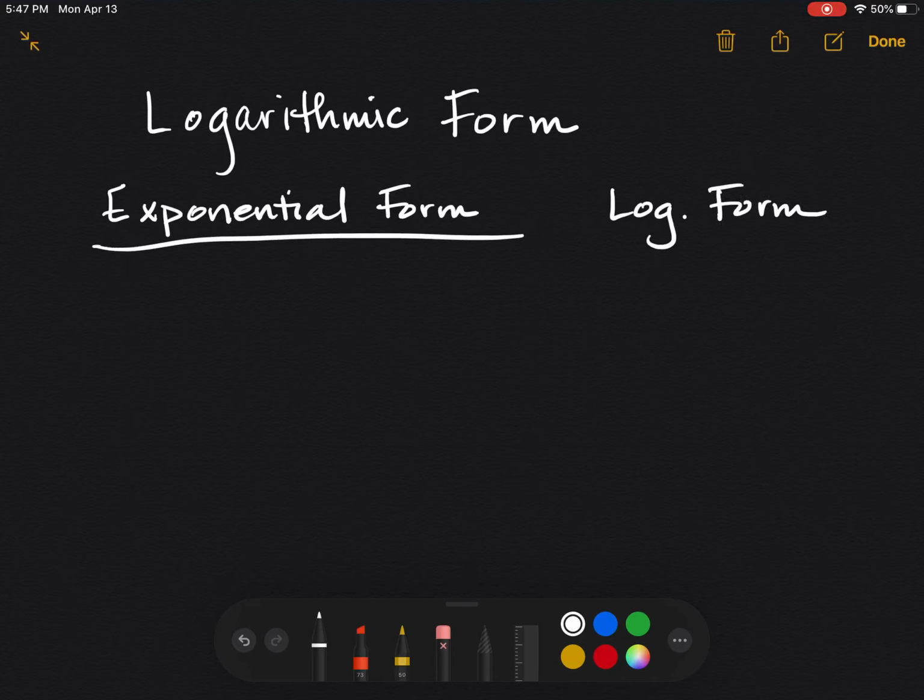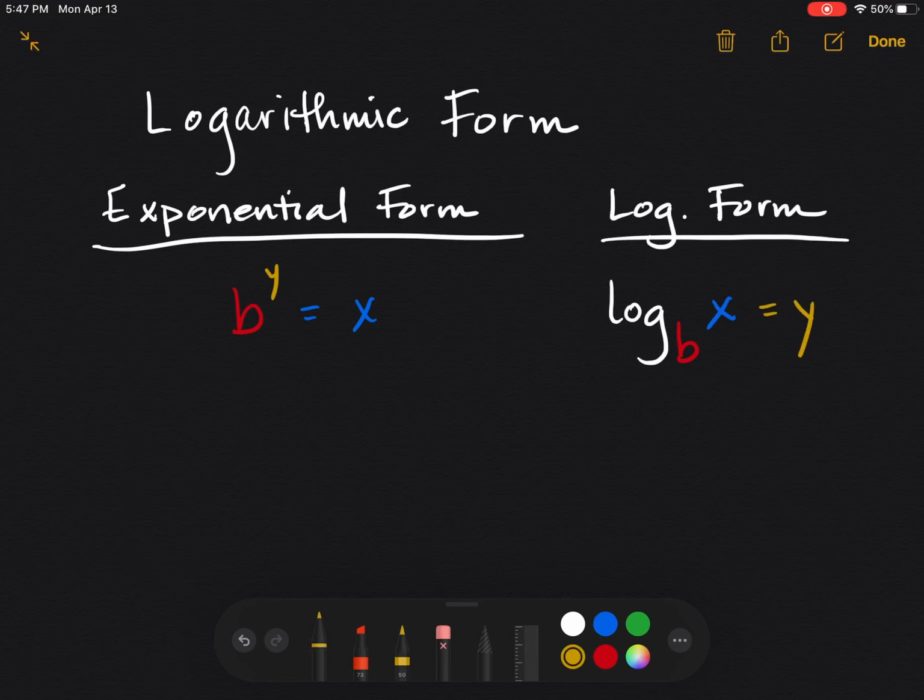Okay. You guys are very used to seeing exponential form where we have a base and we have an exponent and then we have the answer. Okay, b to the y equals x. So log form is simply being able to write that in a different way. We say the log of b, the b goes down here. Let me just write it out and then you guys will be able to say it better. It's hard to say it and talk at the same time. So it's just a different form of writing it.